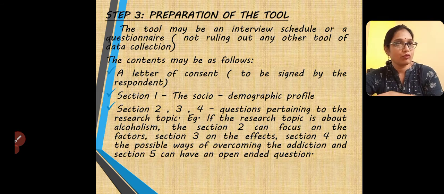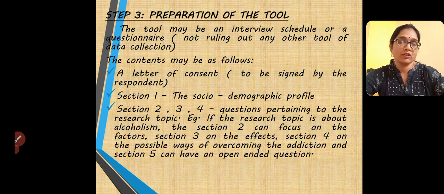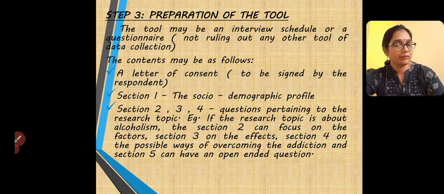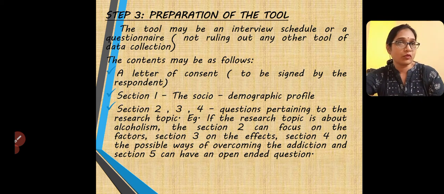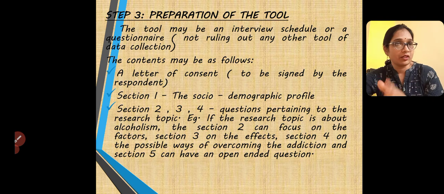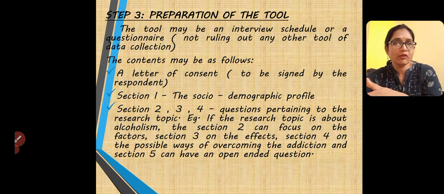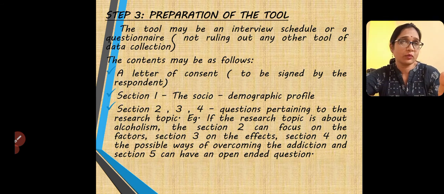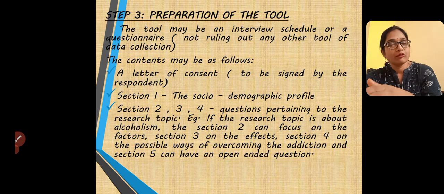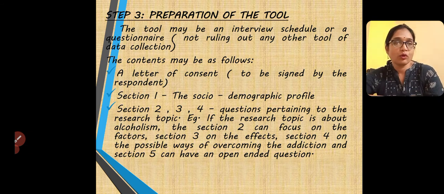So the first objective, social demographic profile, will have 8 to 10 questions. The second objective, whatever it is, will have some 8 to 10 or 5 to 6 questions. There is no standard number of questions for each section. So it depends on the topic again. So keep it flexible. So you can have only 5 questions for one section, or 10 questions for one, 15 for another. So it depends on the objective framed. So this is preparation of the tool, that is interview schedule or questionnaire.